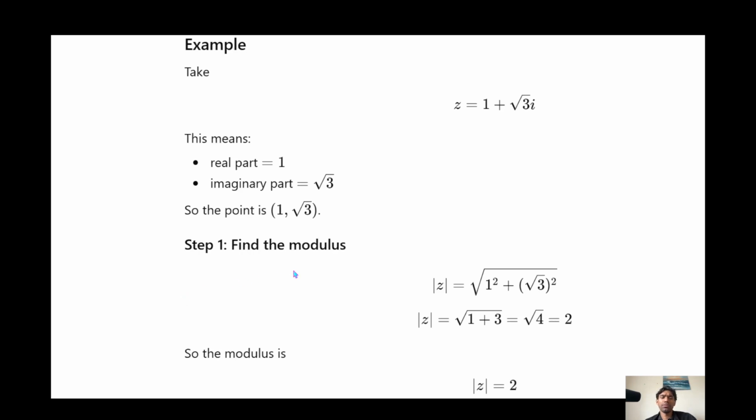So step 1, find the modulus. The modulus of z is equal to the square root of 1 squared plus square root 3 squared, or the square root of 1 plus 3, which is equal to the square root of 4, which is equal to 2. So the modulus is equal to 2.